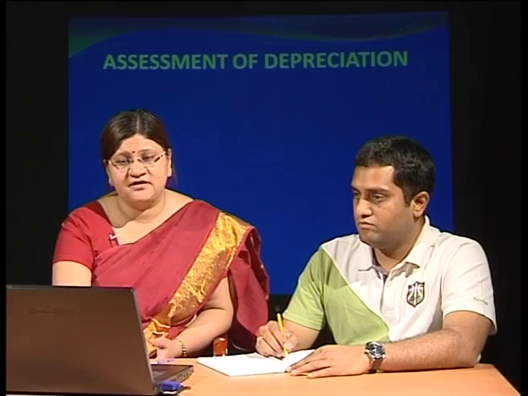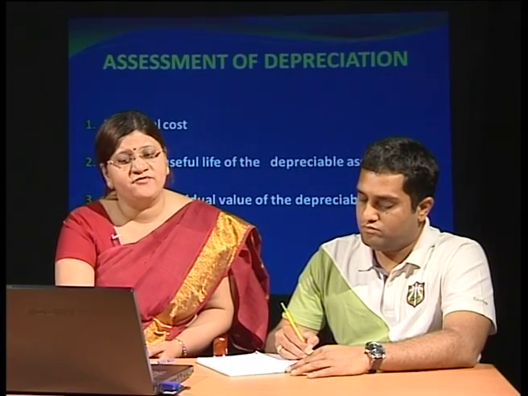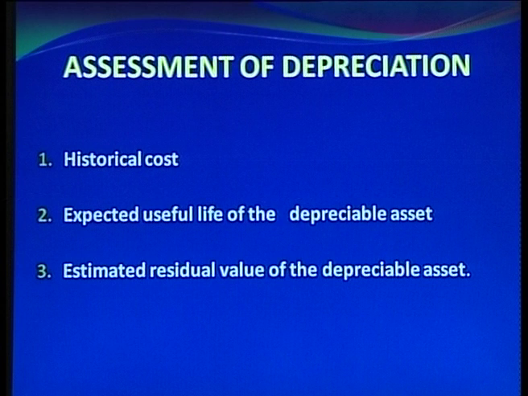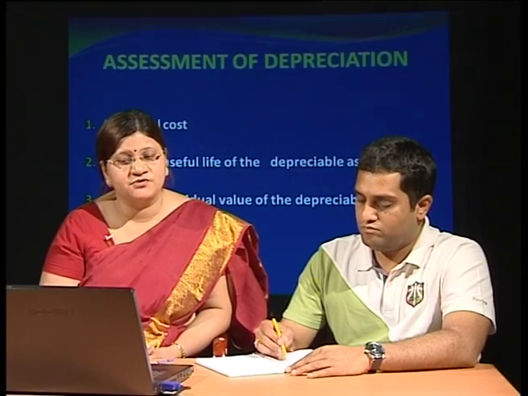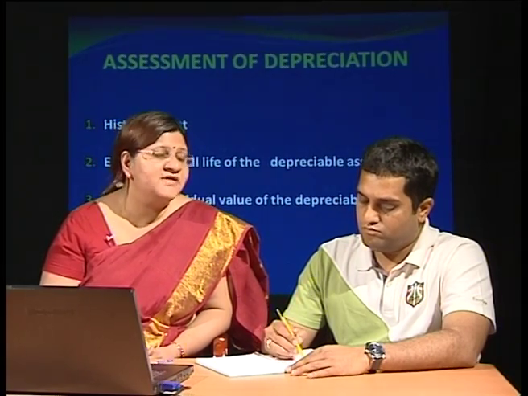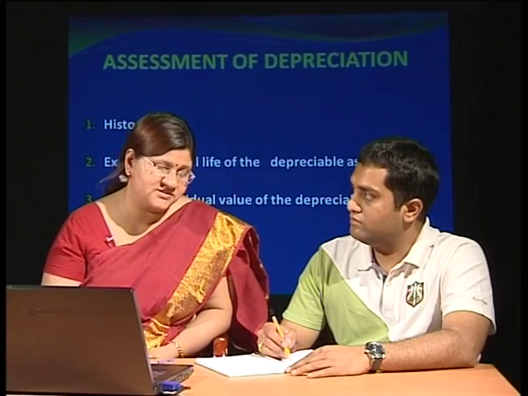Now, let us understand how depreciation is to be assessed. The assessment criteria have been given under accounting standard 6. It says we have to take into consideration historical cost, then expected useful life of depreciable assets and the residual value of the depreciable asset. When we take these three terms into consideration, we can derive a formula where we write historical cost, then subtract residual value and divide it by the useful life of the depreciable asset, so that we get a figure which has to be written off over the useful life of the asset.